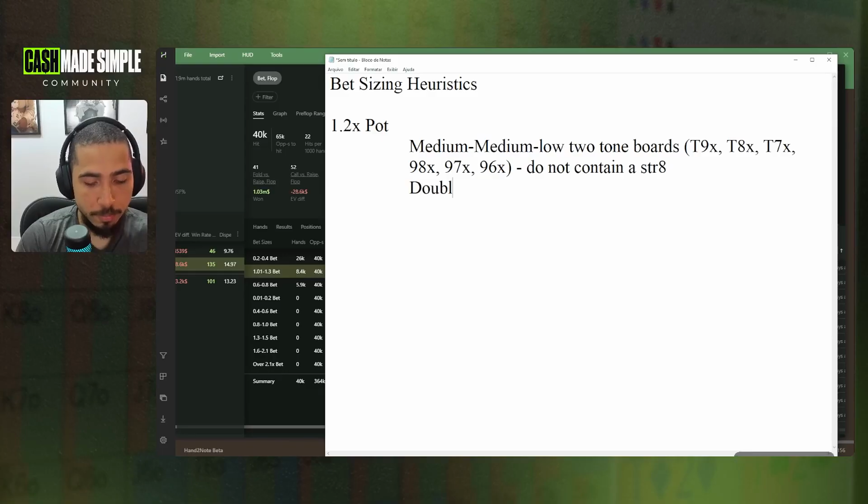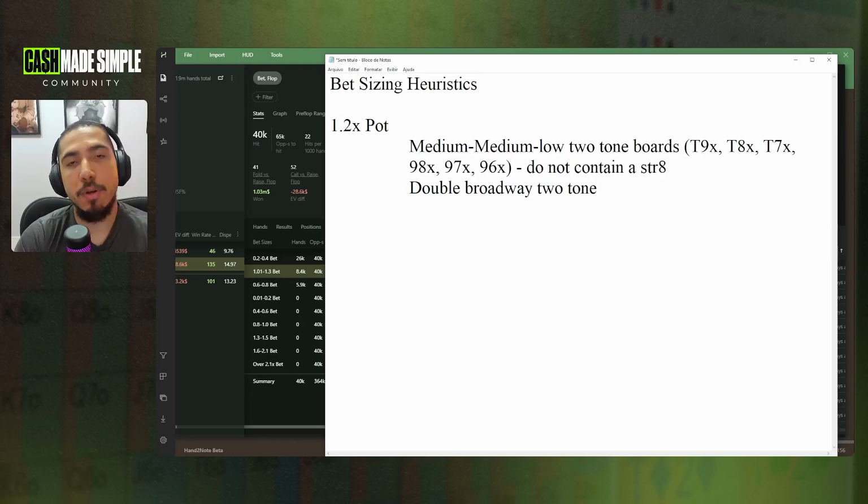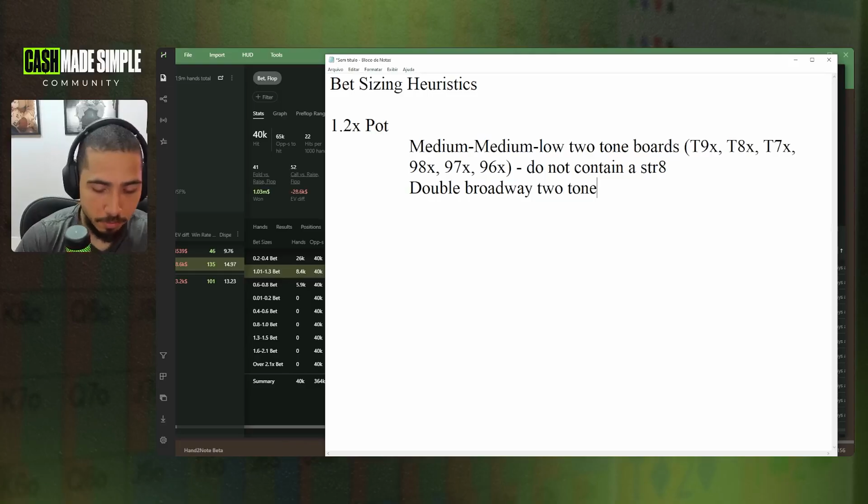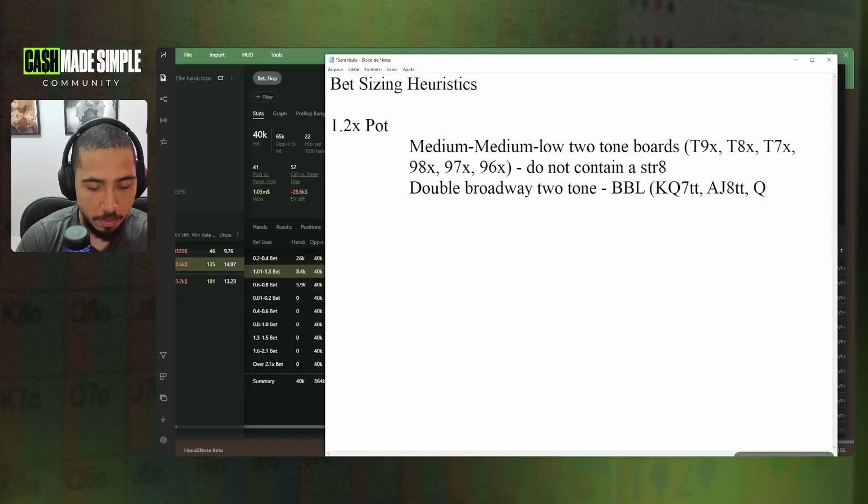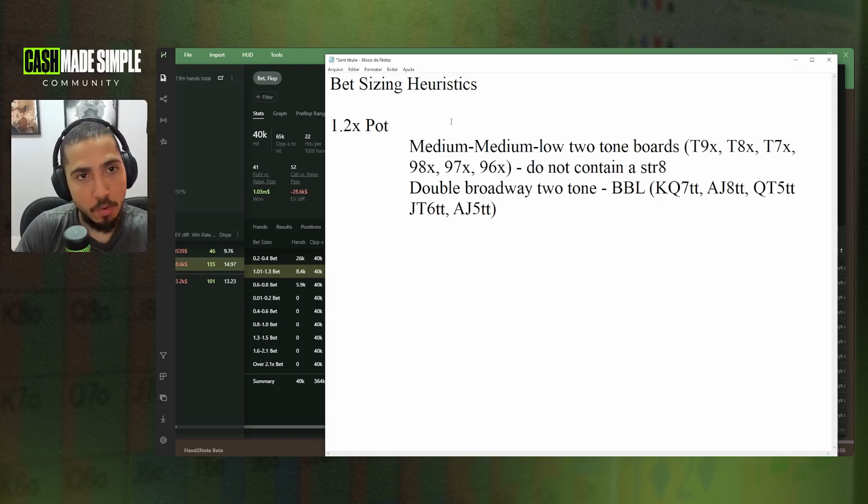You should also be using it on any double Broadway two-tone board. Double Broadway two-tone boards, you should always use the 1.2x size as the one size, highest EV strategy on the flop. Double Broadway two-tone. So this is like Broadway, Broadway, low. You're going to have like King, Queen, 7 two-tone. You're going to have like Ace, Jack, 8 two-tone. You're going to have stuff like Queen 10-5 two-tone that we saw before. You're going to have stuff like Jack 10-6 two-tone. You're going to have stuff like Ace, Jack, 5 two-tone. All of those should be 1.2x or check.